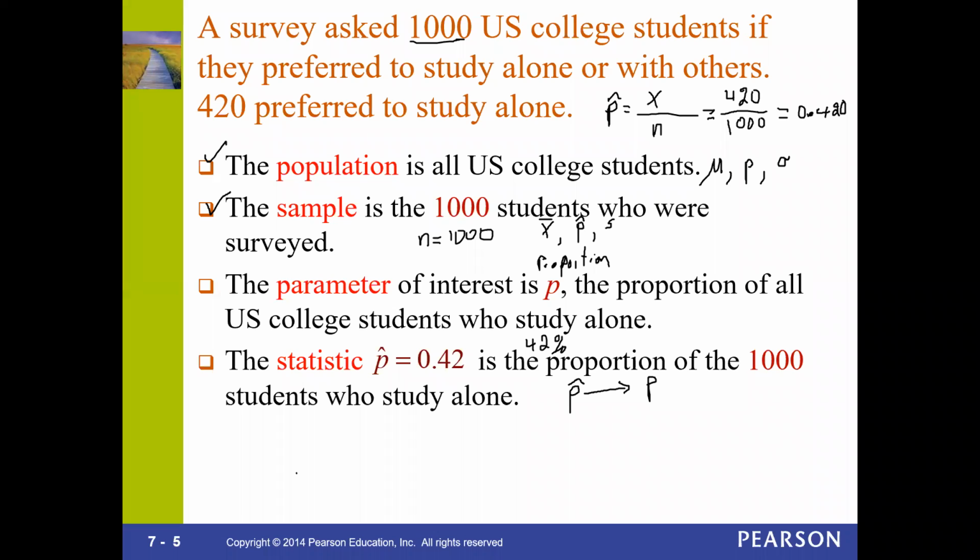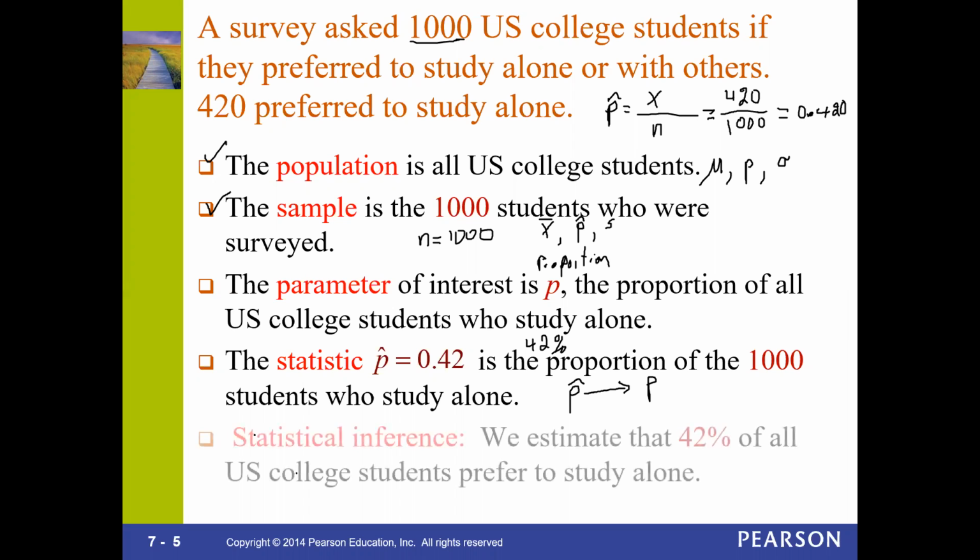You don't have to go and survey every single college student in the United States, which is going to be hard. But you survey about 1,000 of them, then you can get your conclusion. Then, what I mean by conclusions, I mean doing the statistical inference. This is when you do the conclusion. You can say, we estimate that 42% of all US college students prefer to study alone, something like that.